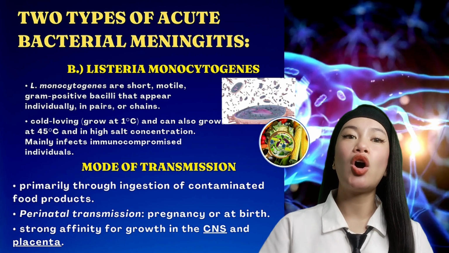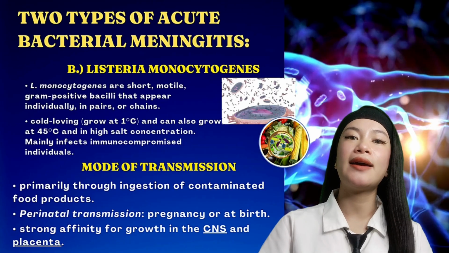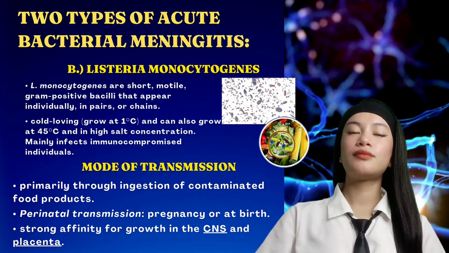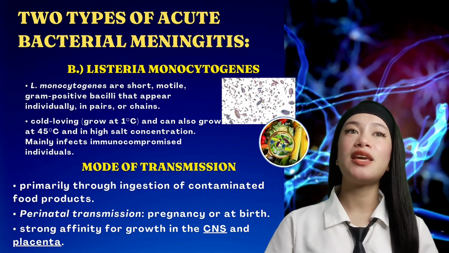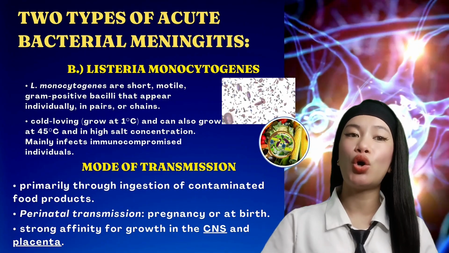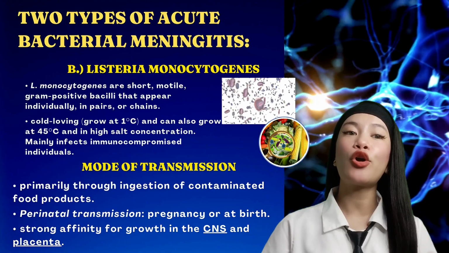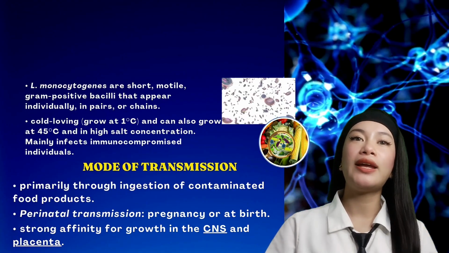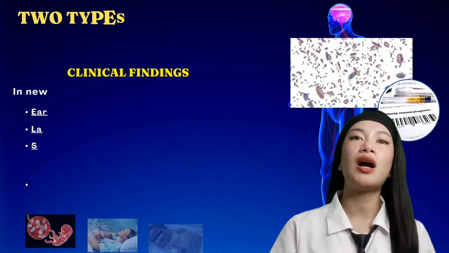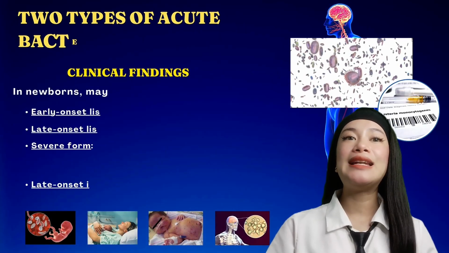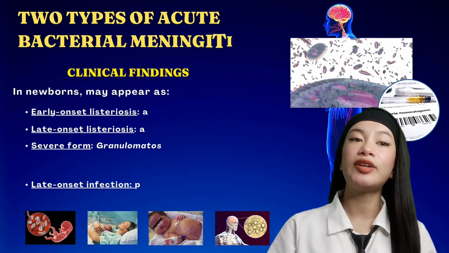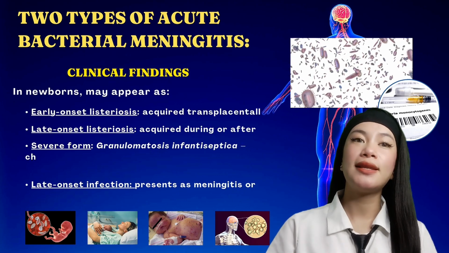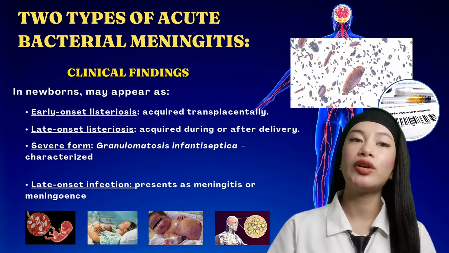It has a strong affinity for growth in the CNS or cerebrospinal fluid and placenta. Infection during pregnancy may lead to spontaneous abortion or stillbirth because bacteria cross the placenta, endangering the fetus. For its clinical findings in newborns, early onset listeriosis is acquired transplacentally, and late onset listeriosis is acquired during or after delivery.